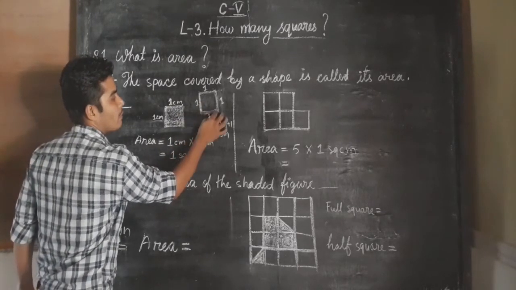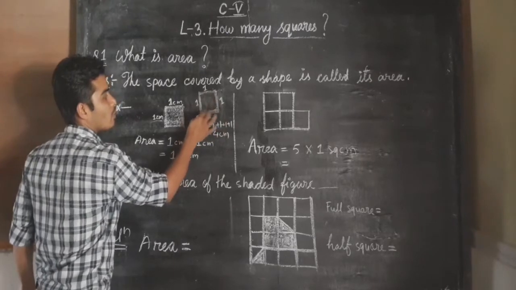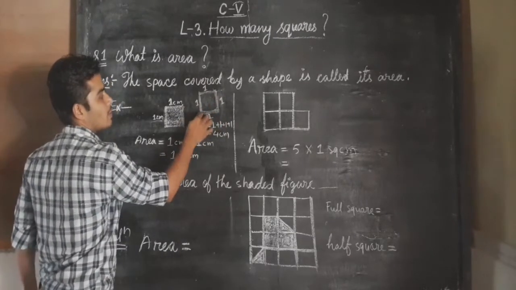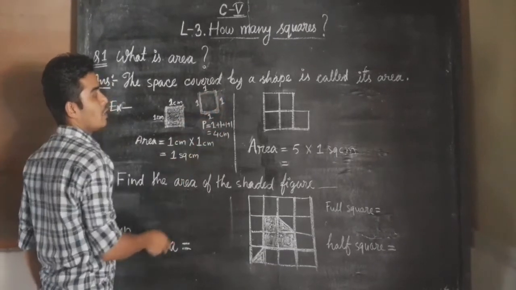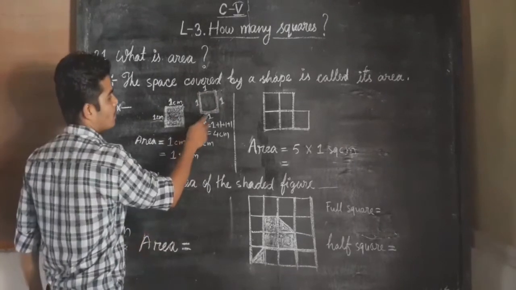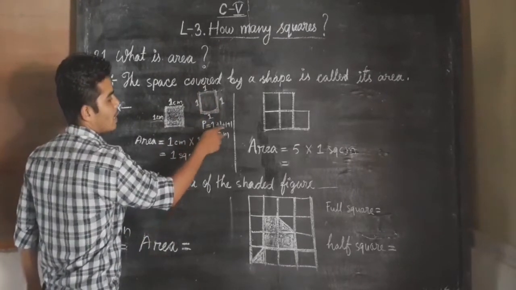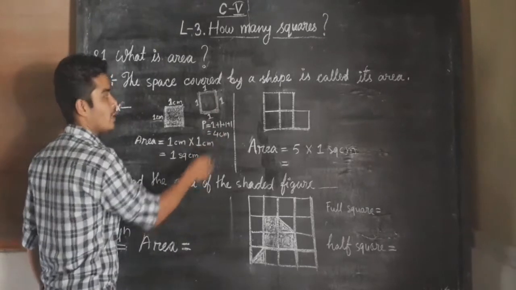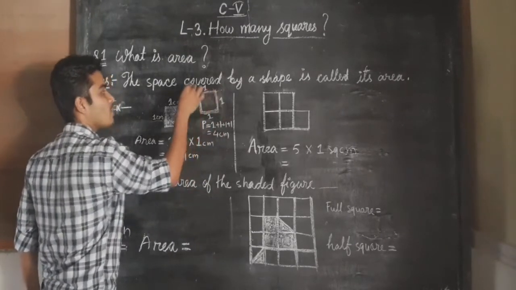If I start from here, it will be the complete length. To get the complete length, we have to add all the sides. So here I have added all the sides, and I got 4 cm. This is its boundary length, or perimeter.